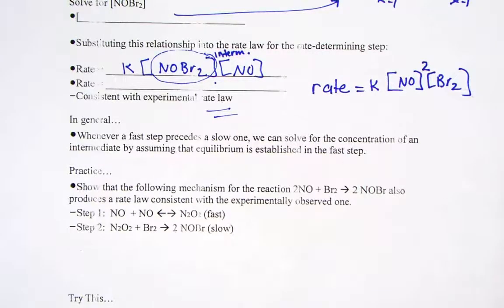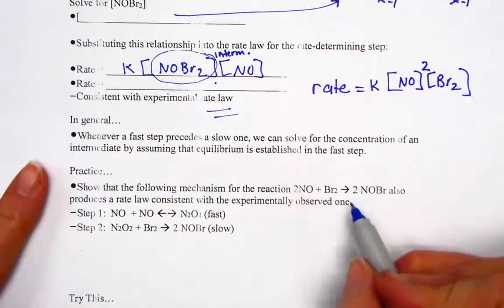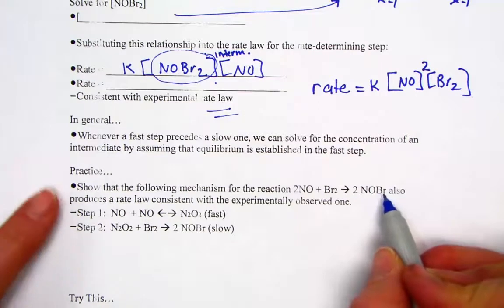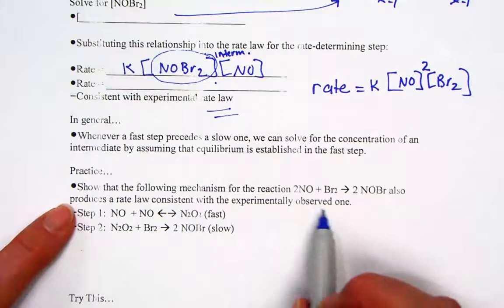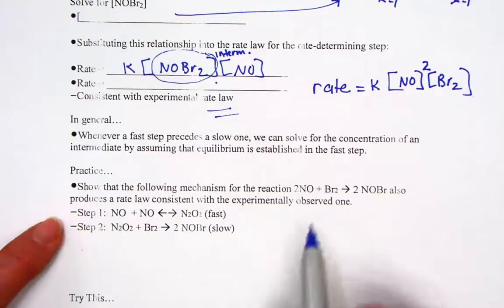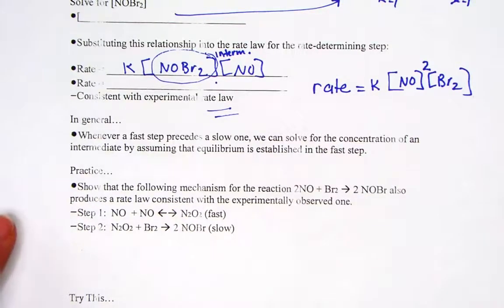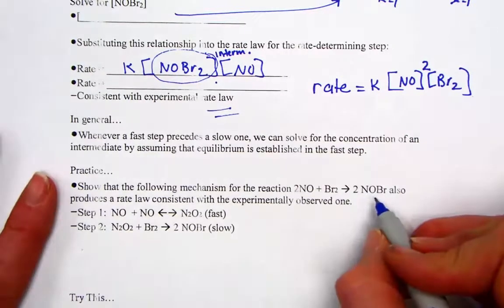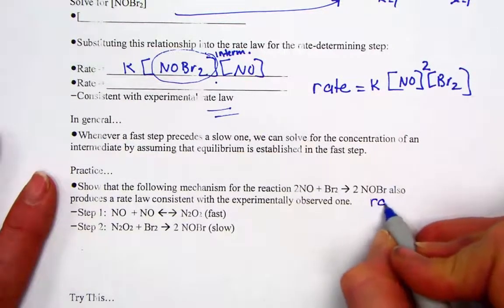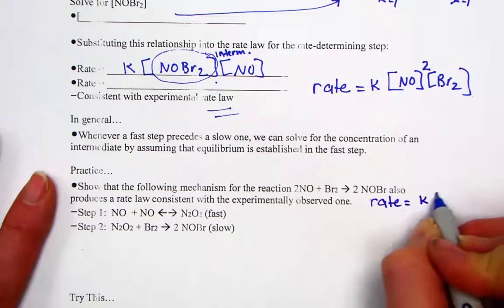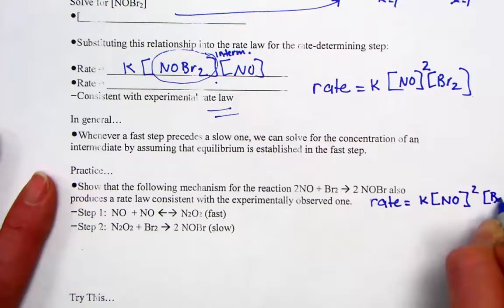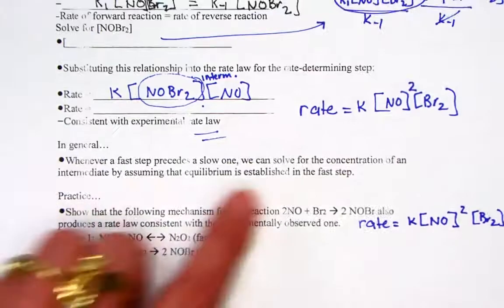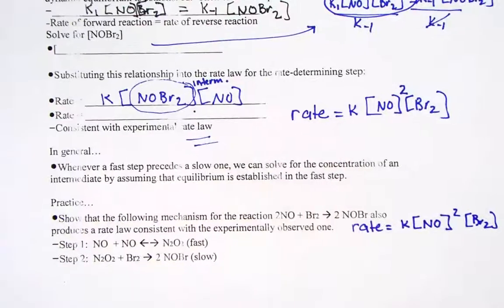Show that the following mechanism for the reaction 2 NO plus Br2 yields 2 NOBr also produces a rate law consistent with the experimentally observed one. So let's take a peek. The experimentally observed rate law, we just worked this: rate is equal to K times the concentration of NO second order, Br2 first order. That's just borrowing that same example from up above.